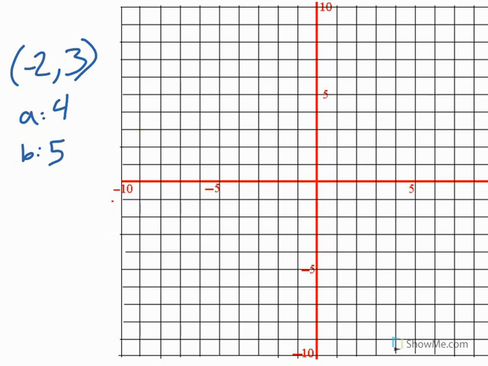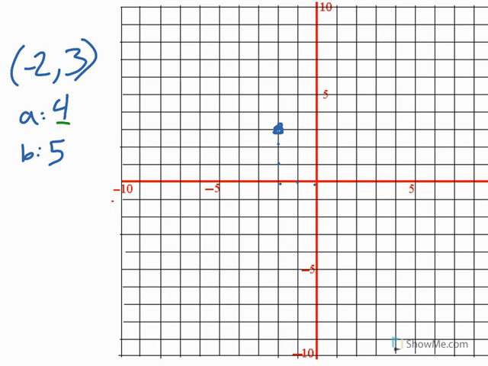Alright, so again, my center point is at negative 2, 3. So I'm going to go from the origin here. I'm going to go left 2, 1, 2. That's the negative 2 for the x. And then I'm going to go up 3, 1, 2, 3, which is the positive 3 for the y value. And so I end up with my center point right here at negative 2, 3.